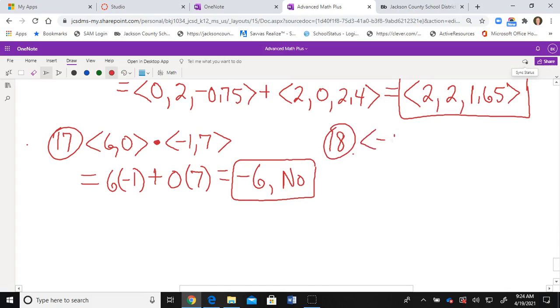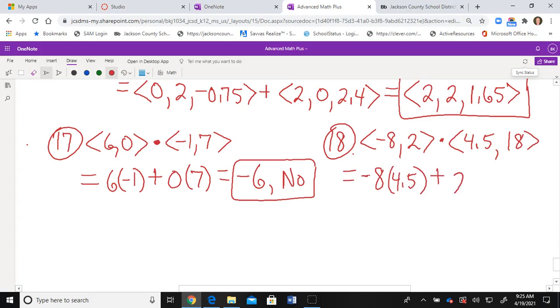18, same process. -8, 2, dot product with 4.5 and 18. So that's -8 times 4.5 plus 2 times 18. That gives you 0. And since my inner product is 0, are the vectors perpendicular? Yes.